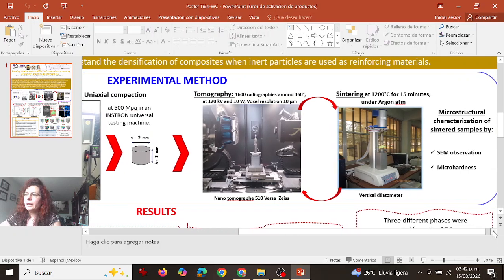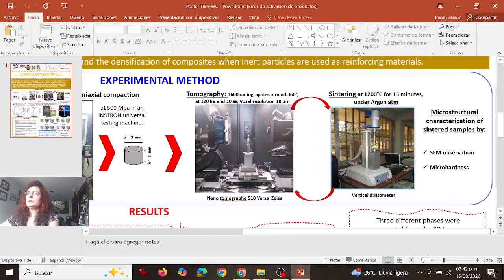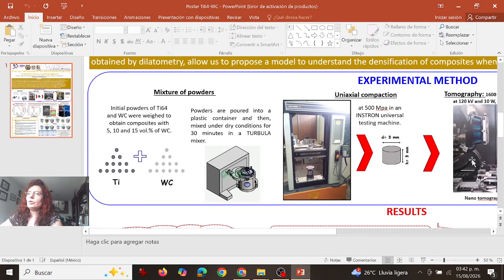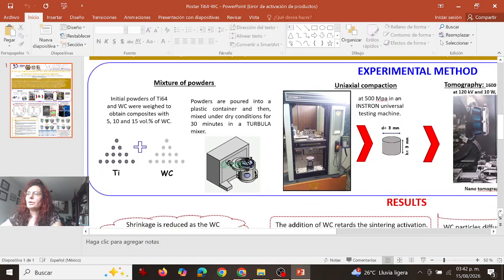We also have 2 additional steps for the microstructure characterization of the sintered samples. We did that by using SEM, scanning electron microscopy, and we also used a microhardness machine in order to obtain the microhardness of our samples. That's all for the experimental method. We are going to continue with the results.